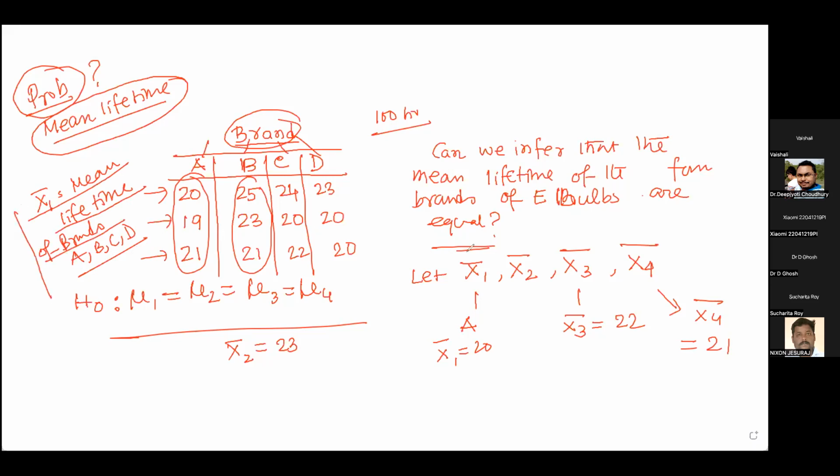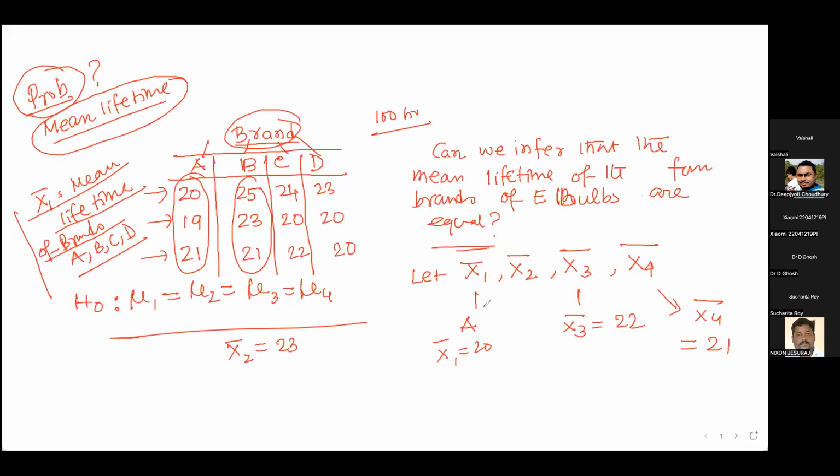Now, we are also interested to carry forward this information. The information is that we would like to find out the grand mean. First of all, let's go back. How many means we have calculated here? 1 mean, 2 mean, 3 mean, 4th mean. So 4 such means we have calculated.